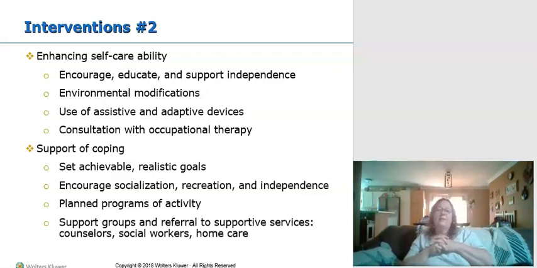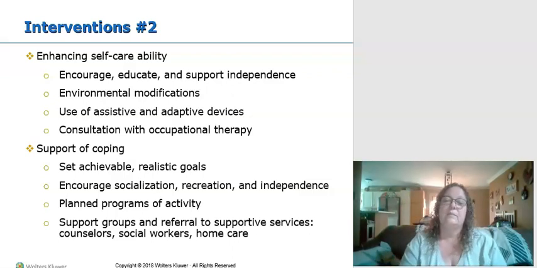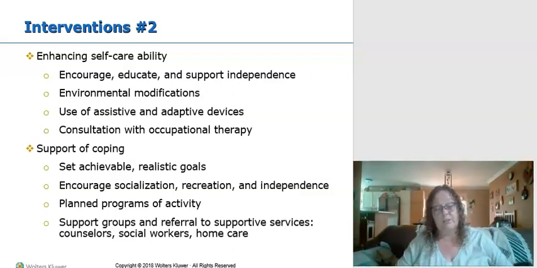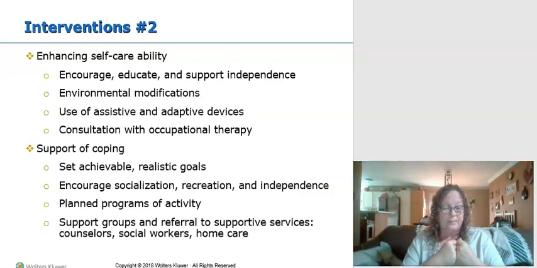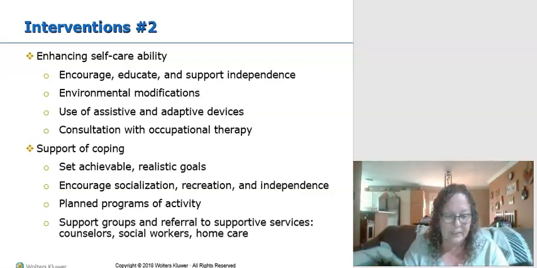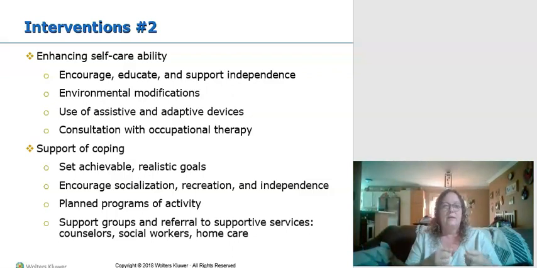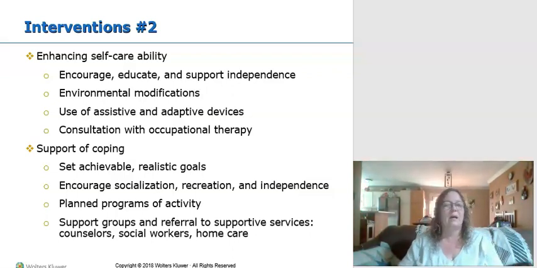So enhancing self-care ability. We want to encourage, educate, and support independence. What modifications can we make so that they can be as independent as possible? If you're in the hospital setting, there's a lot of stuff we have that we may be unaware of. It sounds terrible, but there are handled cups with lids, like a sippy cup. If you have a hand tremor and you really want to drink coffee, those can help a lot.